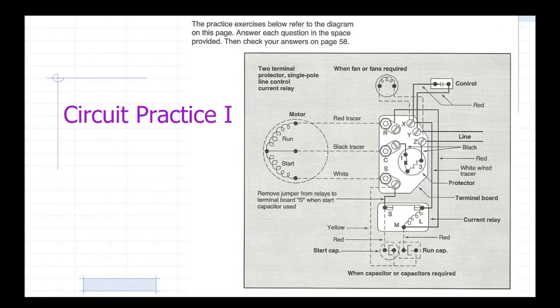Which wire conducts current to the start winding? So we've got run, where's start? It's right next to it, right? What connects start to this board? It is S. Thank you. Does that make sense, guys? Any questions on that particular one? What parts of this circuit are optional?